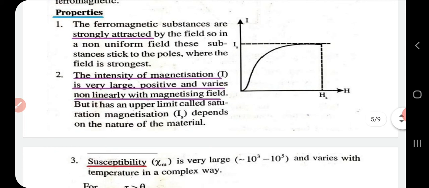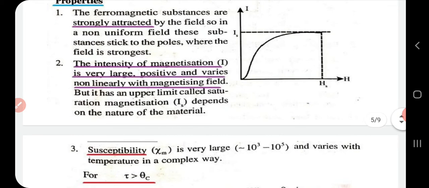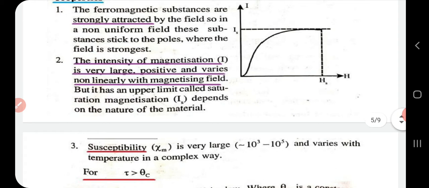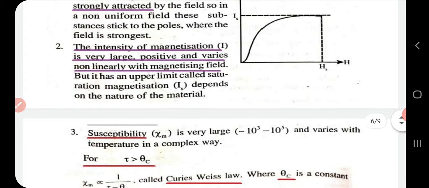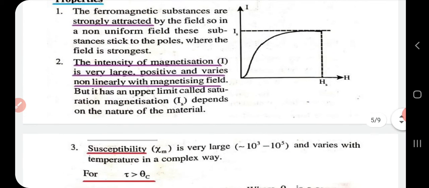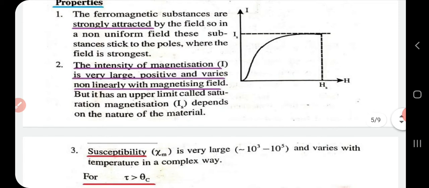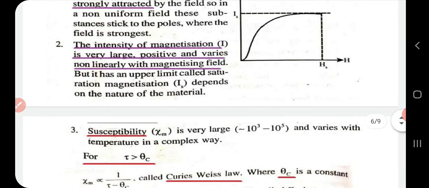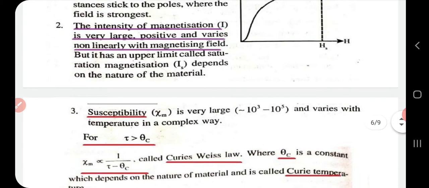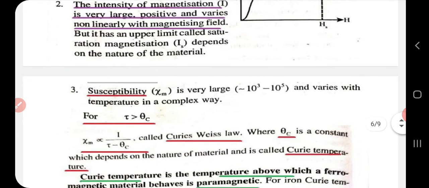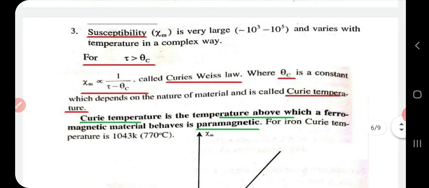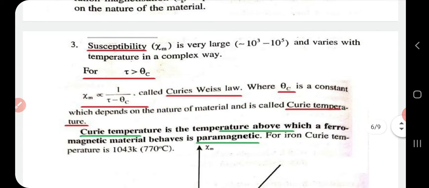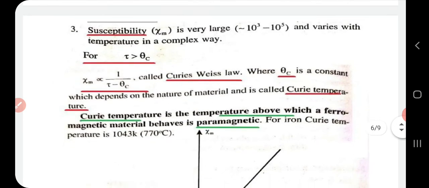Now here you can see a graph of the intensity of magnetization I versus H, the magnetizing field. Now this I is very large and positive and varies non-linearly, that is, the variation is not linear. The upper limit is called saturation magnetization, and it depends on the nature of the material. Now in this case the susceptibility, chi m, is very large, of the order of 10 raised to 3 to 10 raised to 5, and it varies with temperature in a complex way.